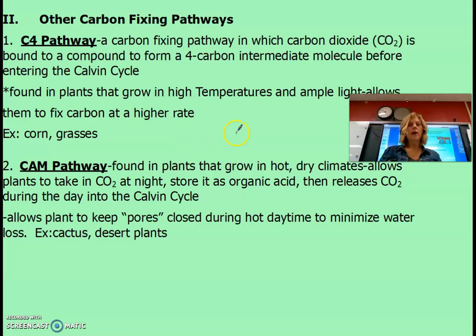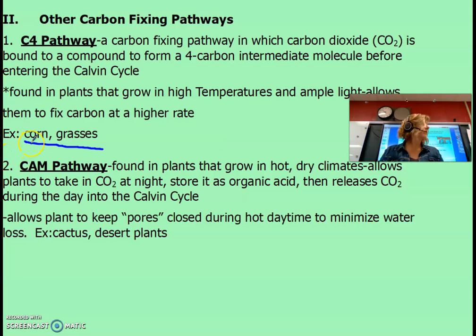This is only found in plants that grow in high temperatures and really high sunlight, like grasses and corn, which is a grass originally found in the Middle Americas by Native Americans.